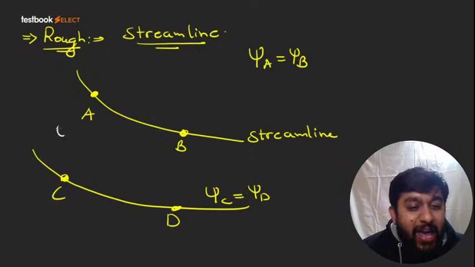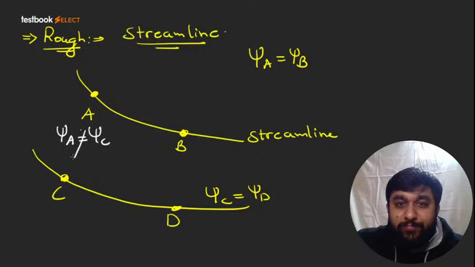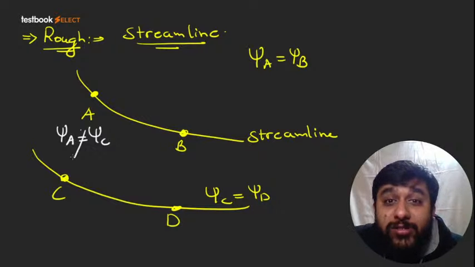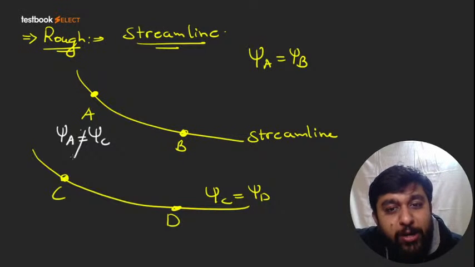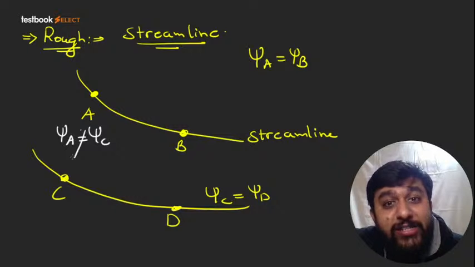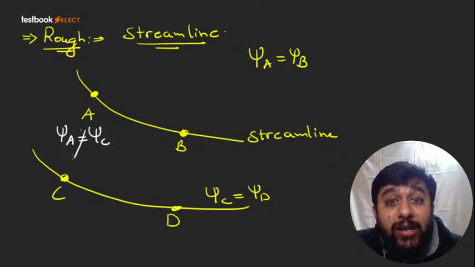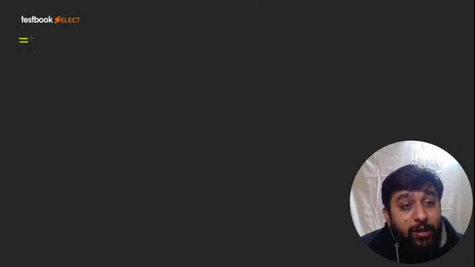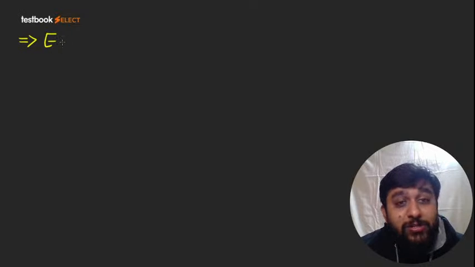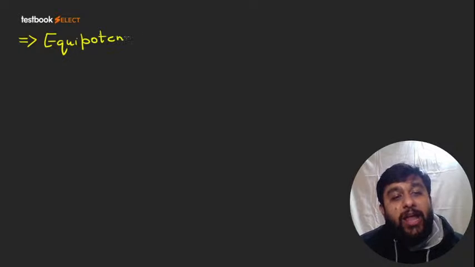But psi A and psi C may or may not be equal. Why? Because the 2 points lie on different streamlines. But psi A equal to psi B because they lie on the same streamline. Psi C is equal to psi D because they lie on the same streamline. So you say streamline is a line of uniform stream function value. Similarly, like we define streamlines, we define equipotential lines.